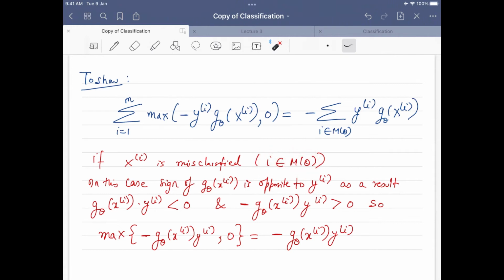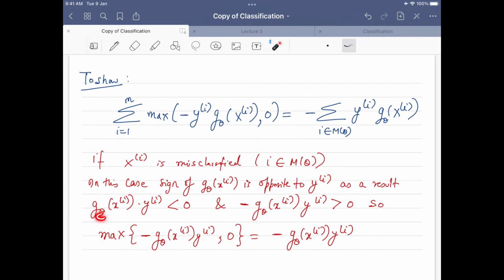So m theta is basically the set which contains all these misclassified samples. So if xi is misclassified, it belongs to the m theta set. In the case of misclassification, if you recall, the sign of the hypothesis function will be opposite to the actual label of that sample, because it's a misclassified point. I have discussed it in the previous slides also, that if you have a misclassified point, the hypothesis will have a different sign from yi.